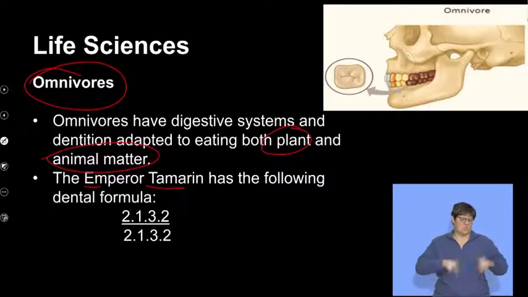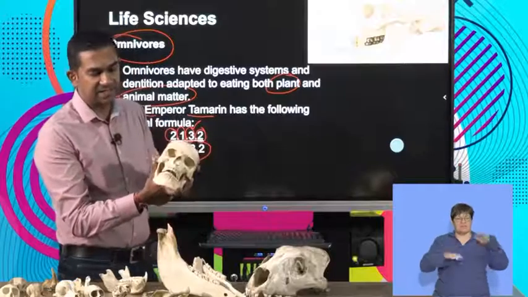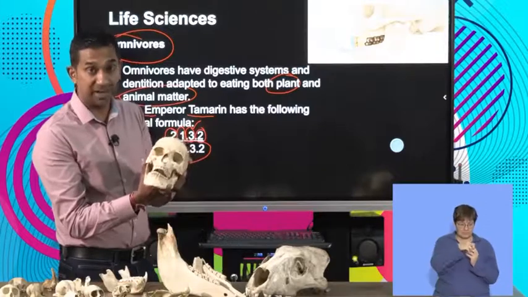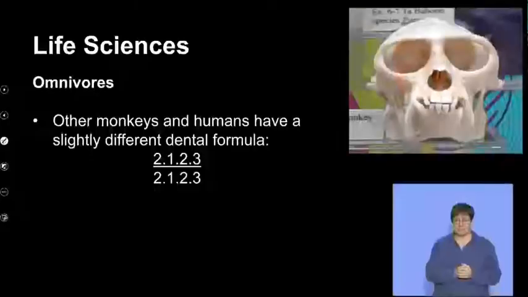It has 2 incisors, 1 canine, 3 premolars, and 2 molars. And essentially, we find that it has a similar arrangement on the lower jaw. Humans also have a similar arrangement. Again, that is an adaptation for being able to bite, chew and grind their food quite well.